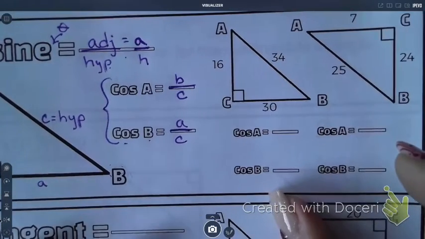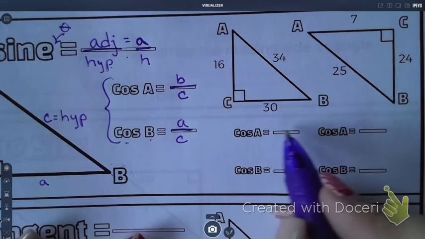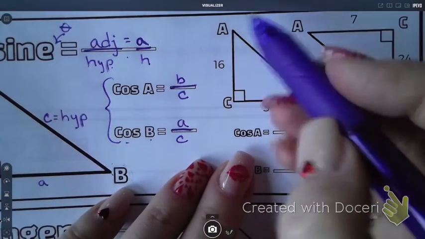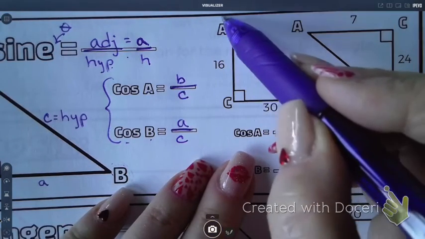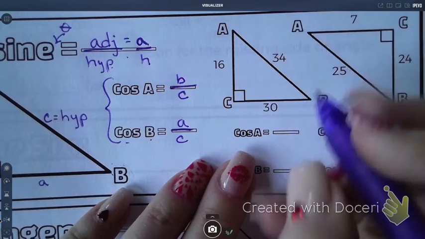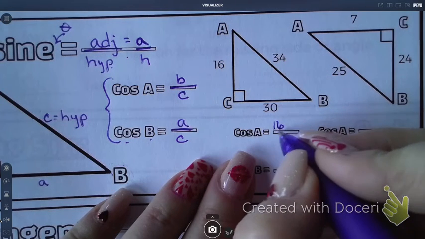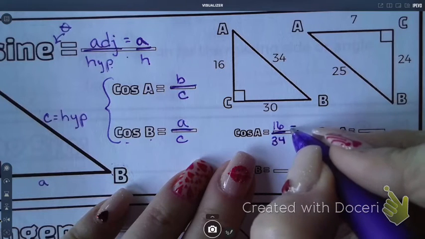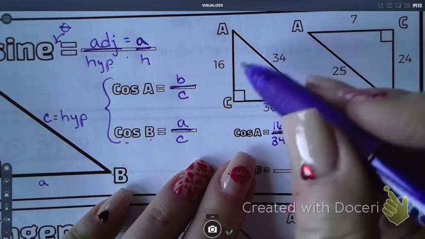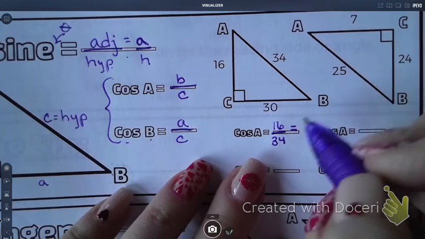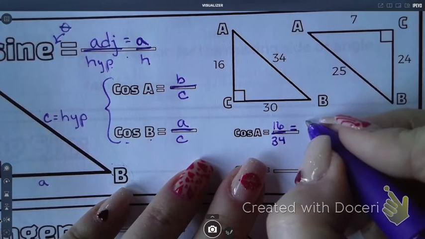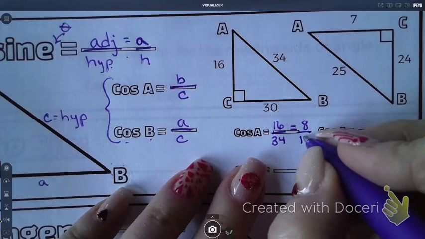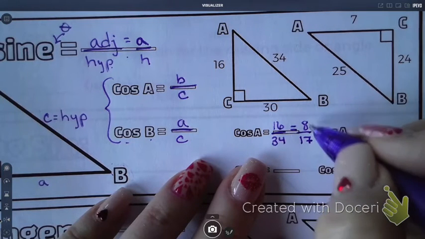So let's go to our next one. You will have to reduce this one, so don't use your whole line. So I need the cosine of A. So I'm at A. Adjacent to A is 16. And the hypotenuse is what? 34. How did I know I needed to reduce before I even did the problem? Because they're both even. All the sides are even, aren't they? So 2 goes into 16 how many times? 8. And 2 goes into 34 17 times. So the answer is 8 over 17.